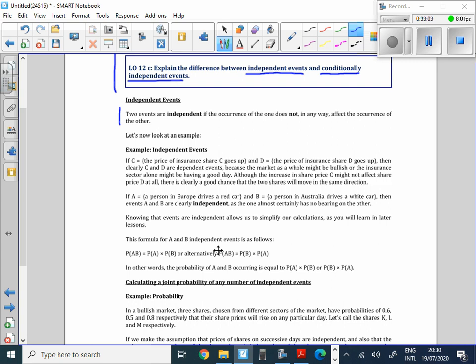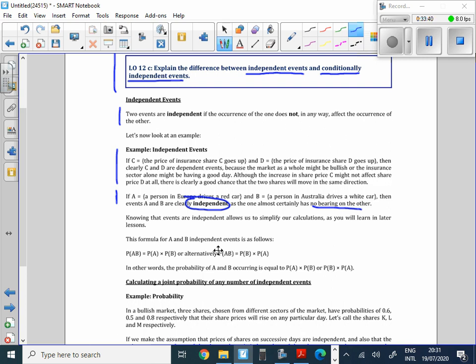If A is a person in Europe driving a red car, and B is a person in Australia driving a white car, then very clearly, if I'm trying to work out the probability of a person in Europe driving a red car and a person in Australia driving a white car, these events are clearly independent. In other words, they have no bearing on each other, as opposed to over here where there might be some link between them, but we're not completely sure. That's why I don't love the first example. I prefer this example over here.